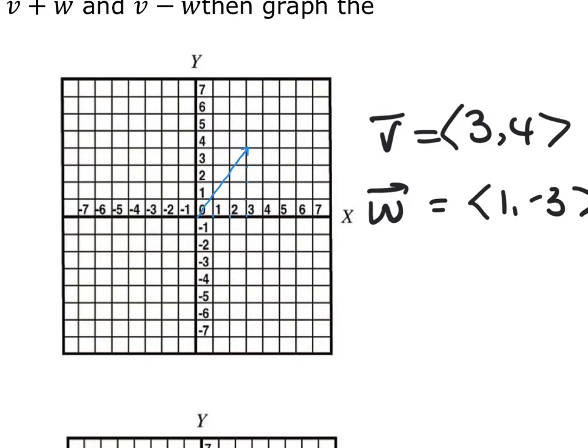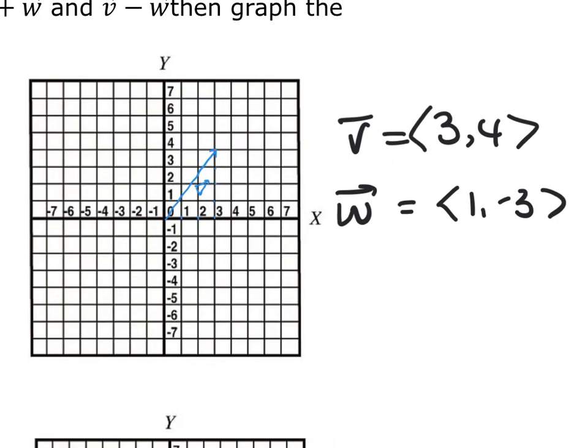Now this is my v vector. And then from that, I'm going to add to it my w vector. So from this tip, I'm going to go +1, and I'm going to go down 3, 1, 2, 3. So this is my w vector.